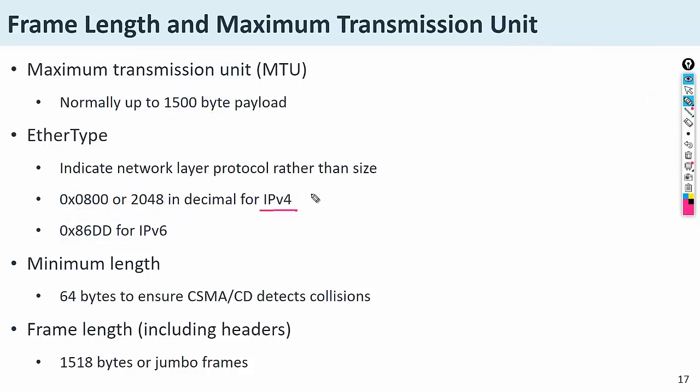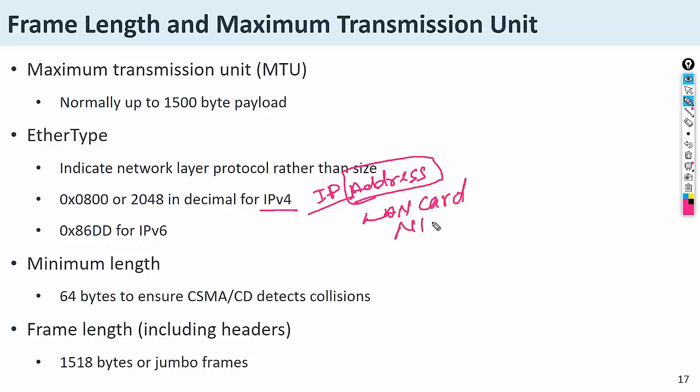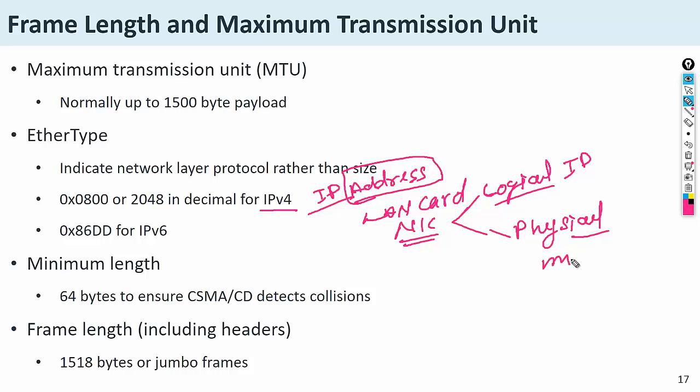IPv4 is the previous version of the IP address. What is an IP address? An IP address is nothing but a logical identification of the LAN card, or network interface card, which we have discussed already. Here are two addresses. One is a logical address known as the IP address. Another is a physical address known as the MAC address.